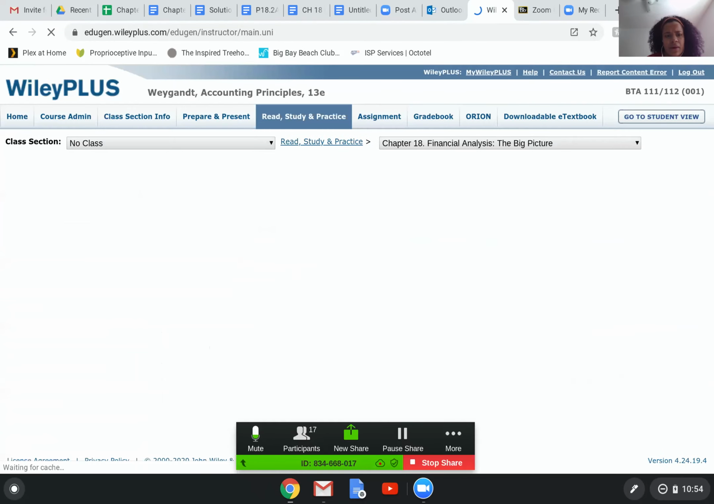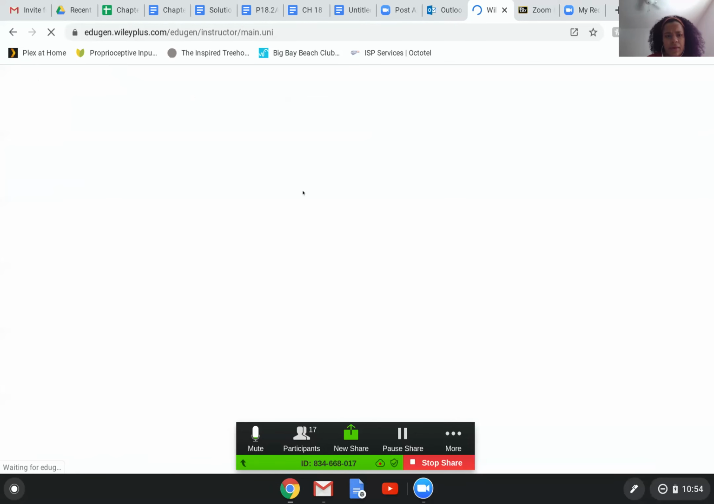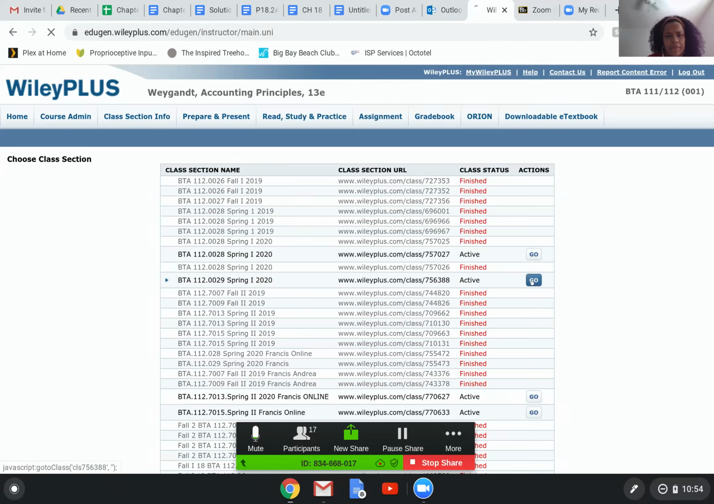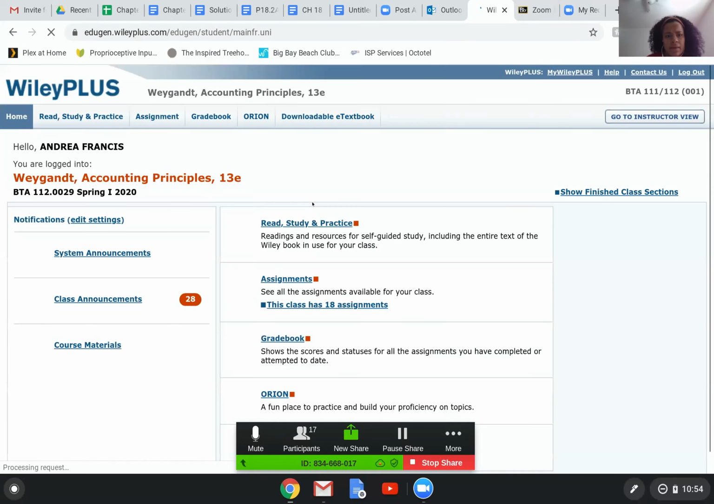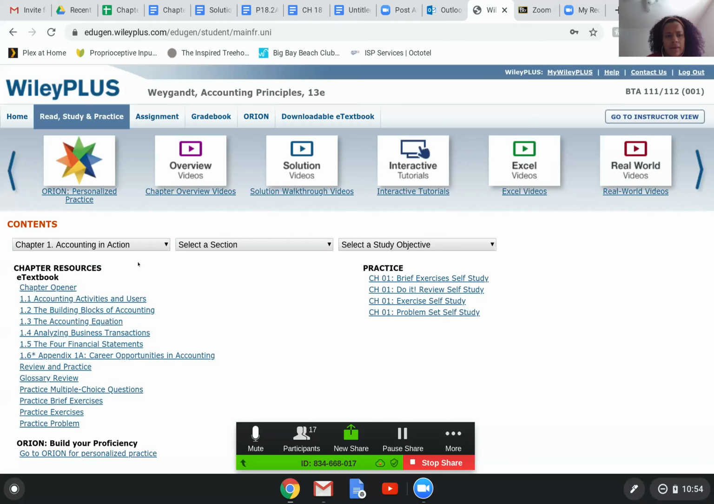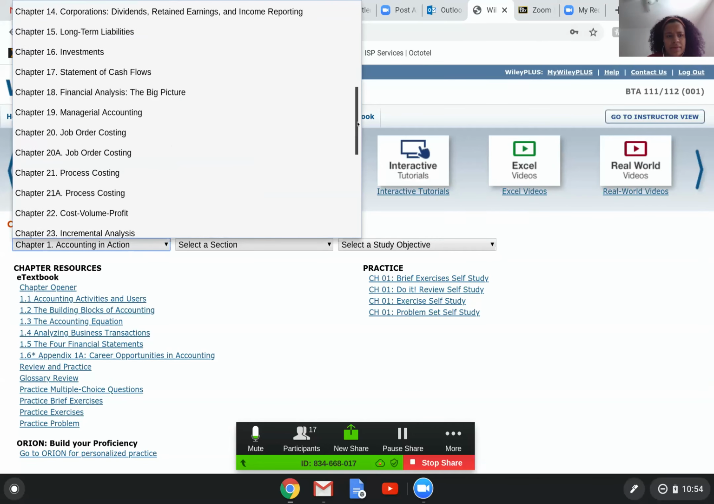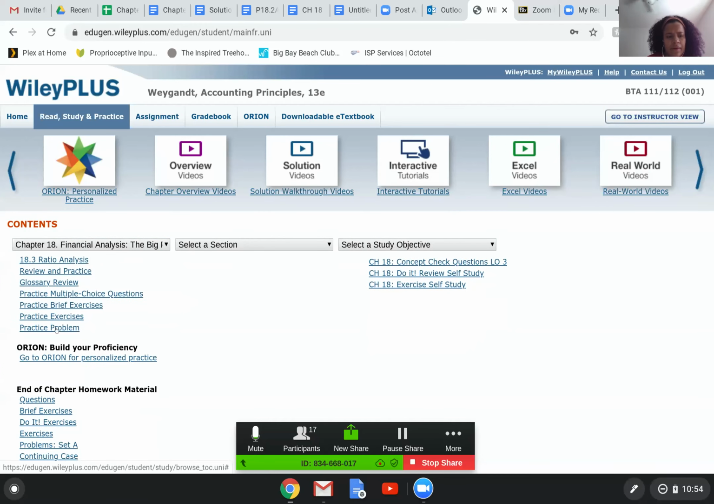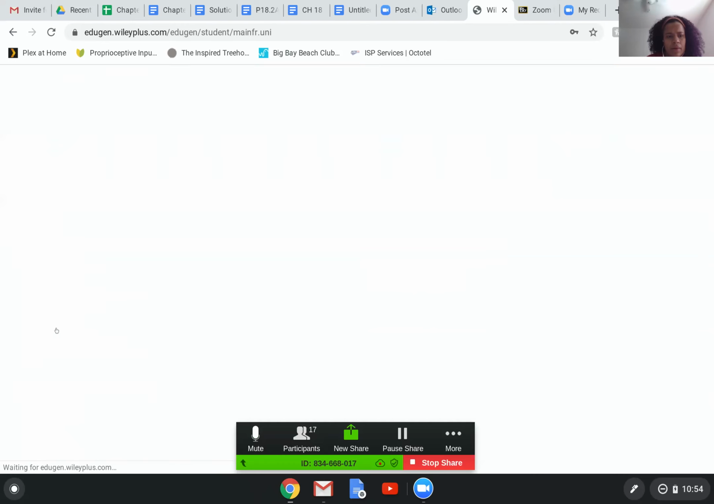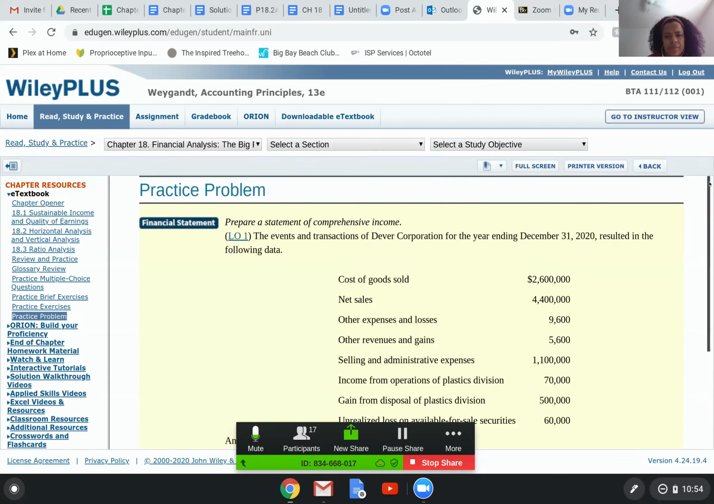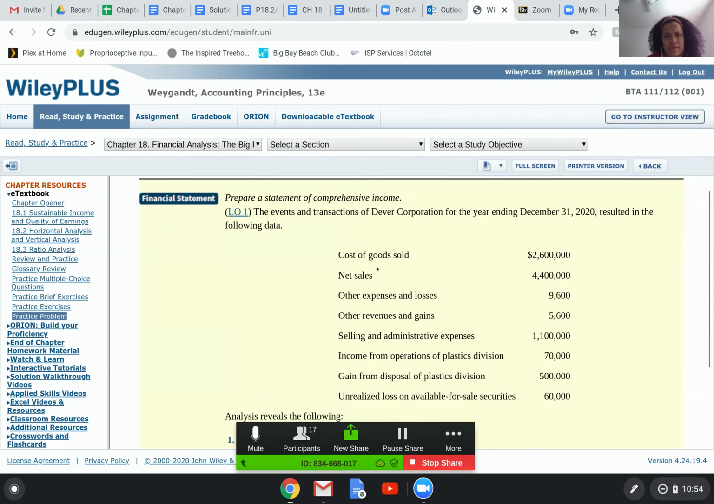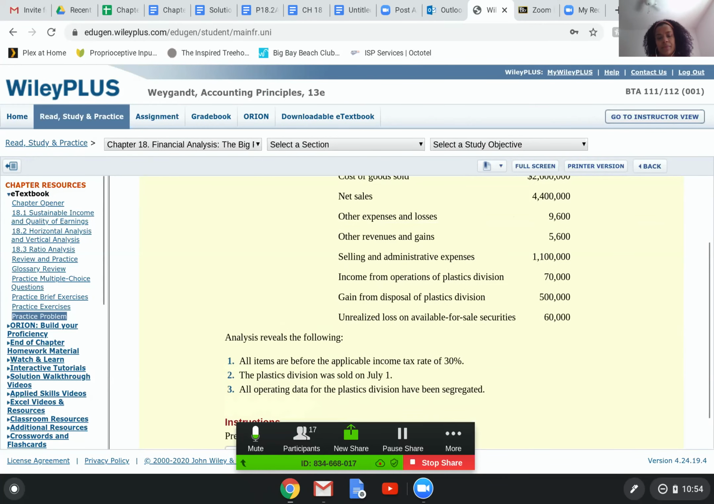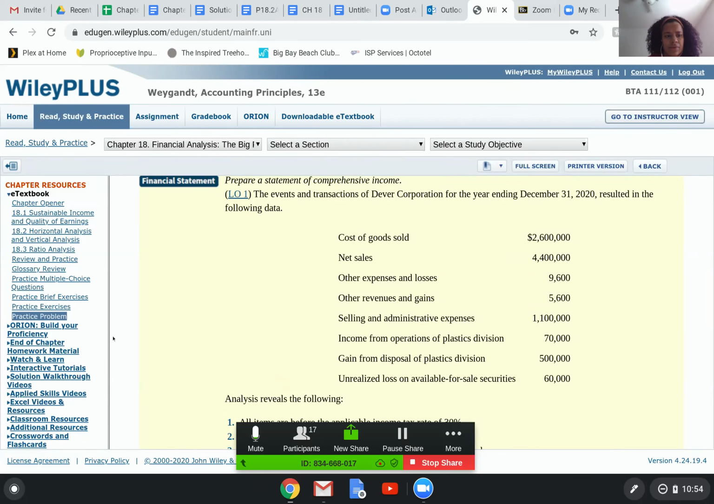Let me show you how to move it to the student view so that I'm sure to look at the right thing. You can download the questions from Blackboard, in case people don't want to go back into the book. Here's the practice problem that I pasted onto Blackboard. In your Wiley, it's in chapter 18, just under practice problem. It's asking you to prepare a statement of comprehensive income for the year. I'll read it through with everybody.